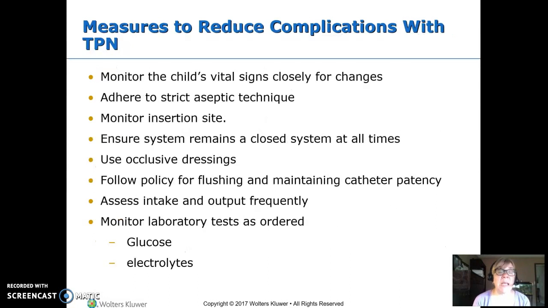When you give TPN, we've got to monitor vitals, use strict aseptic technique, really watch that insertion site. Don't break into that system. Keep that a closed system. Occlusive dressings, follow whatever your policy is, but flushing catheters as needed. We try and not do 24 hours. We try and give that kid a few hours a day off of the IV.